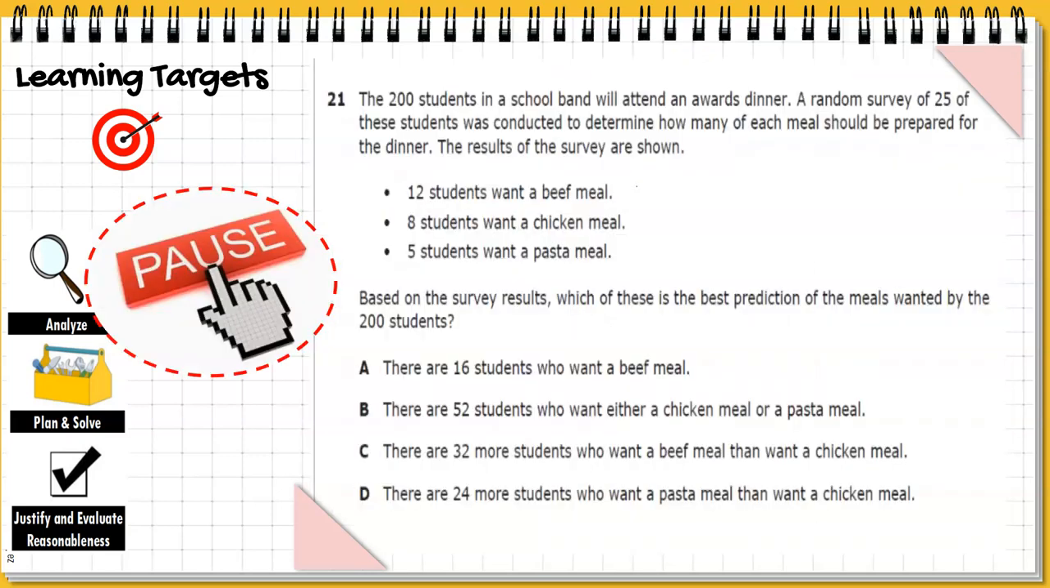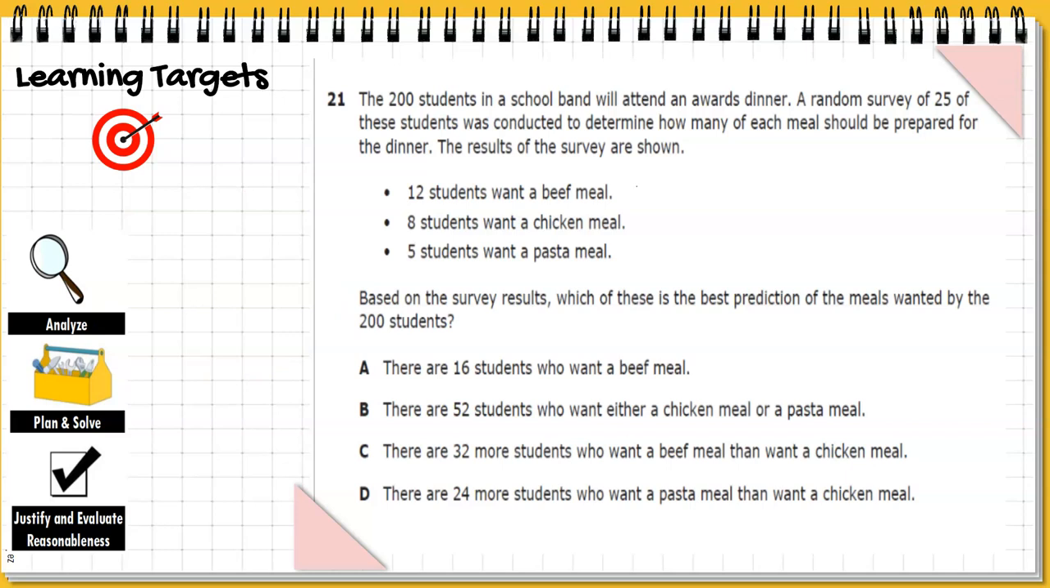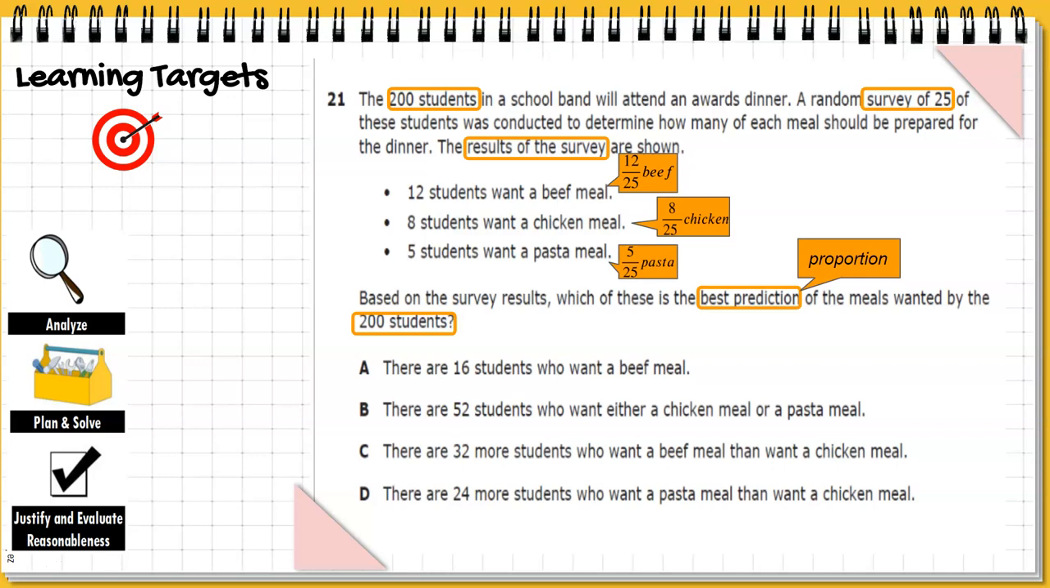Let's try the next one. For this one, go ahead and pause. All right, here we go. On this one, I'm going to go ahead and just show my annotations. So what I did for my annotations for the analysis is I took my information in the top and I put it where it goes next to the bulleted list. I noticed that in my problem stem, it's asking for the best prediction. And when I see a prediction, I need a proportion. And my prediction is of 200 students.